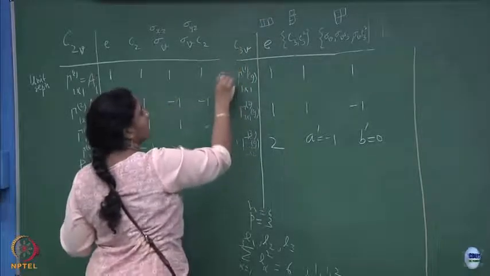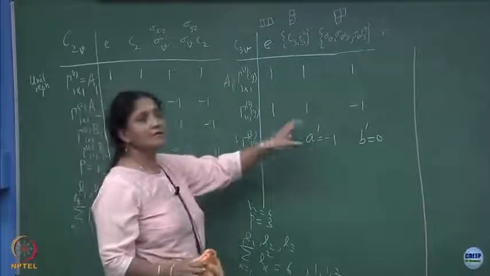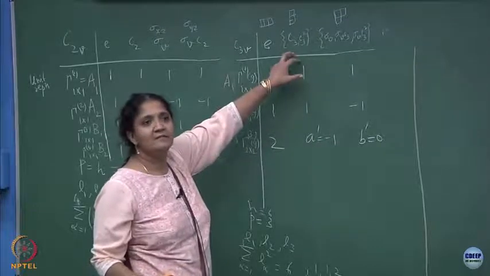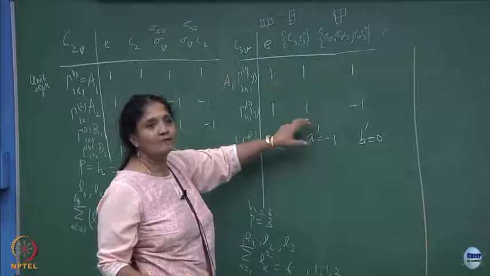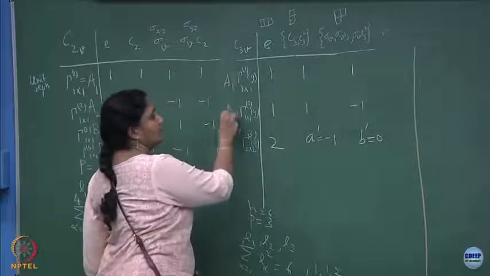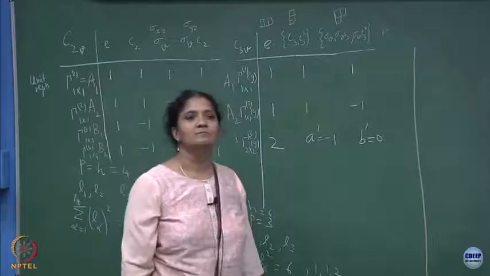So, this one will be A1. What will this be? Principal axis is threefold axis, that also has a +1. So, this will be again A.